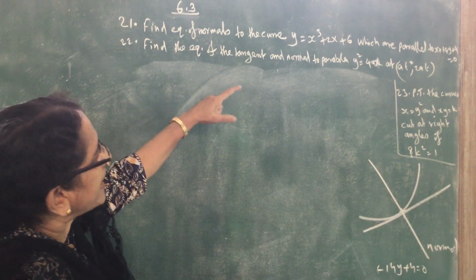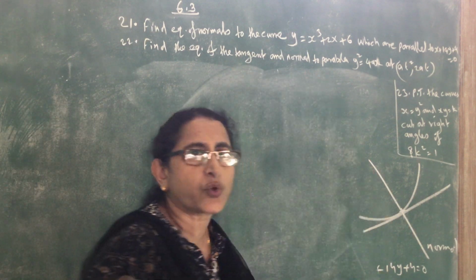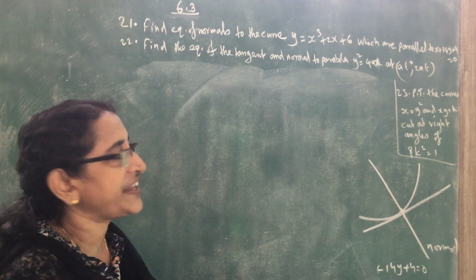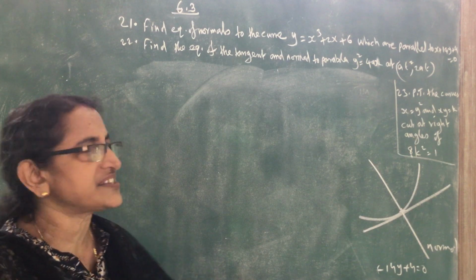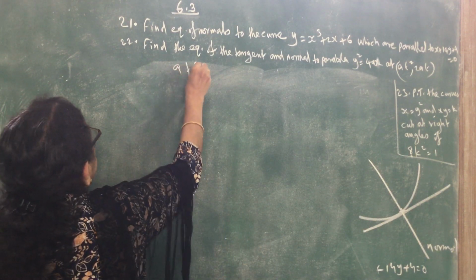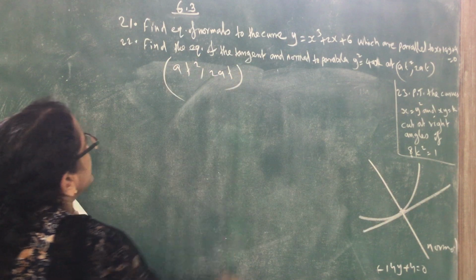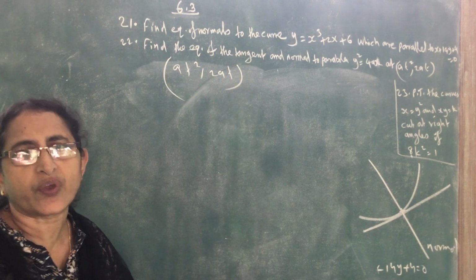Find the equation of tangent and normal to the parabola y square equal to 4ax at the point at square, 2at. Here the point is given as (at square, 2at). At this point we have to find the equation of tangent and the equation of normal.